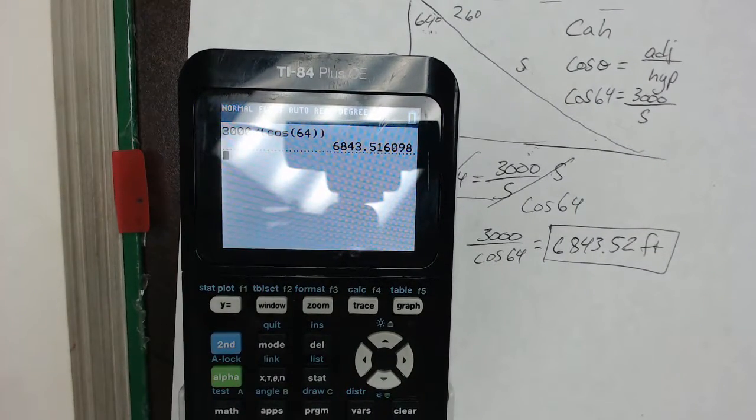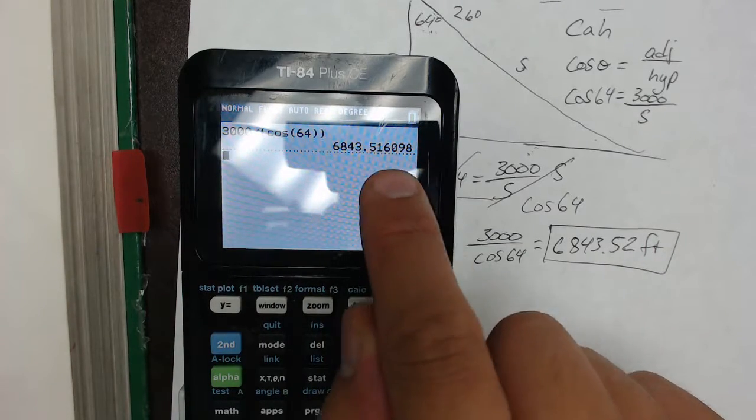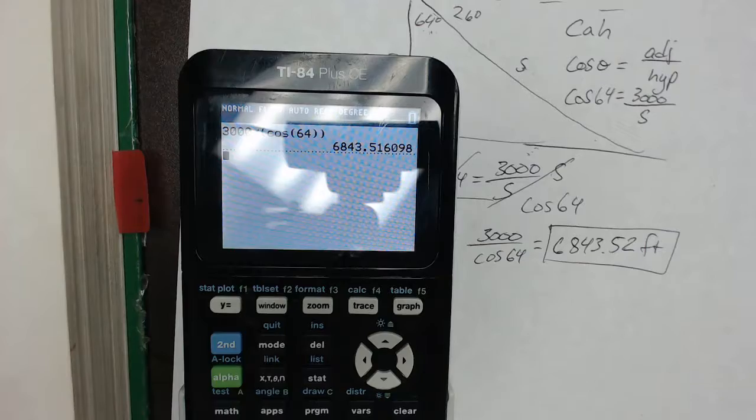Whenever you get long decimal numbers in this class, always round to the hundredths place. This isn't chemistry. We're not worried about sig figs. We don't need extremely long decimal numbers unless we're doing scientific notation problems. So anything like this, just round to the hundredths place. You'll notice my calculator says 516. I wrote 52. I rounded.